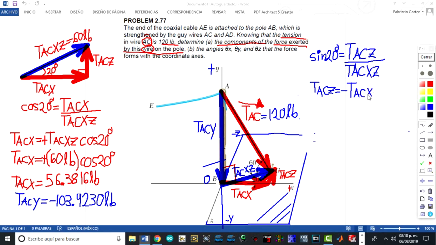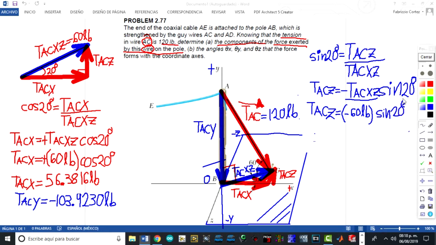XC times sine of 20 degrees. And what is this value? This value we already calculated. We calculated that it was 60 pounds. So it will be 60. The C component of that vector will be minus 60 pounds times sine of 20 degrees.